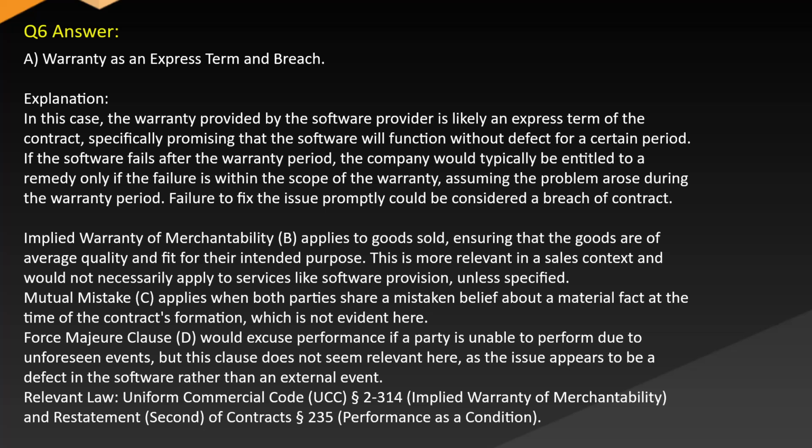Relevant law: Uniform Commercial Code Article 2, SS 2-314, implied warranty of merchantability, and Restatement (Second) of Contracts SS 135, performance as condition.